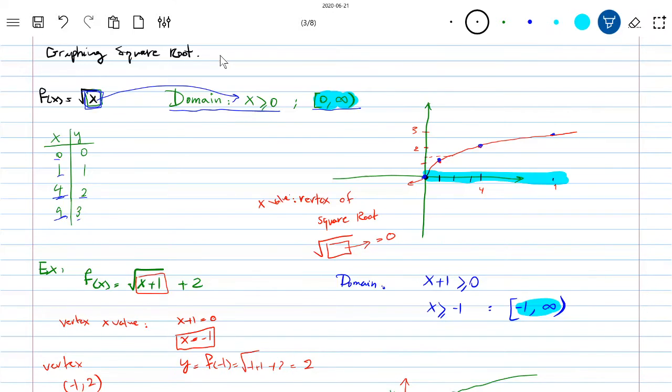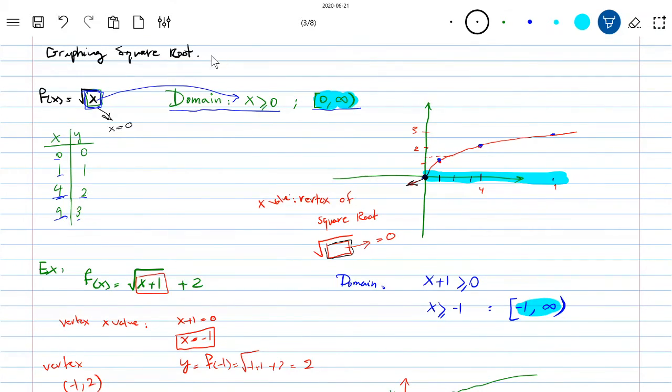And what is this important point that we're going to look at? It's this endpoint. This is what I'm going to call the vertex again. How do we find the vertex of the square root? Similar to the absolute value, similar to the quadratic, you set the inside of the square root equal to 0. That will give you the x-coordinate. So here, for this simple example, it was x equal to 0.